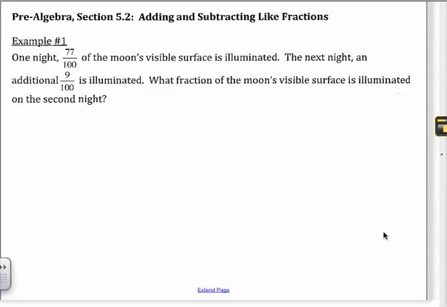Okay? Now, this says one night, 77 1/100ths of the moon's visible surface is illuminated. Okay, I'm going to go with that, if you will. The next night, an additional 9 1/100ths is illuminated. What fraction of the moon's visible surface is illuminated on the second night? Fritz, what do you get? 86 1/100ths. Thank you very much.